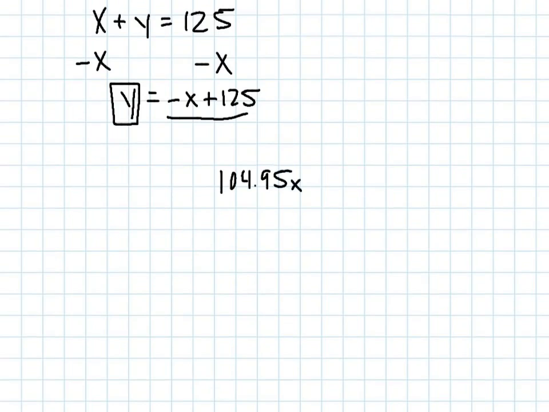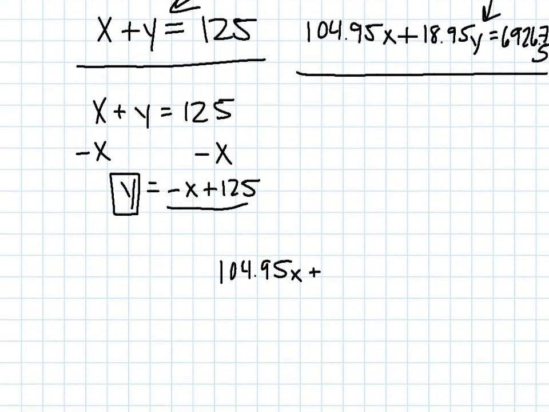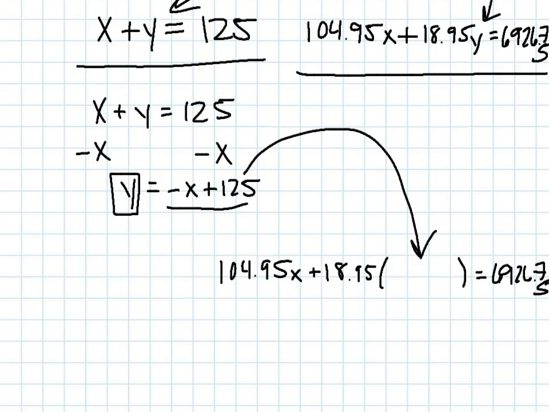104.95x plus 18.95. Okay. Now this is the key. Put parentheses around your stuff. Okay, and then insert it in. So that means this is going in for, because it's going in for that, so that means you plug it in for y. So negative x plus 125. Okay, now you have a new equation.